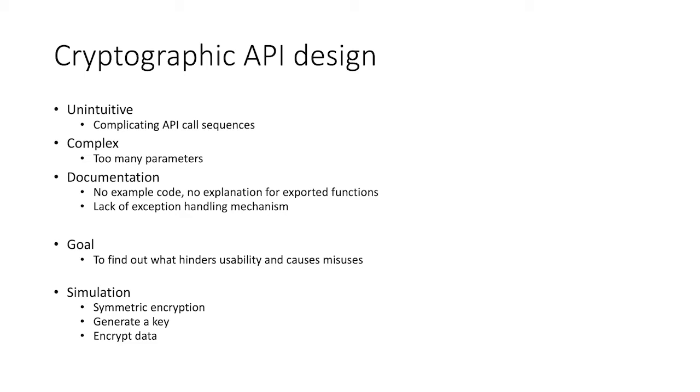Therefore, we conduct a usability study on 6 different cryptographic libraries to evaluate their usability. We analyze the usability of symmetric encryption APIs provided by the libraries to find out what designs result in potential issues. To do that, we employ a case study where a developer wants to encrypt some data. The developer will need to generate a key and encrypt the actual data.